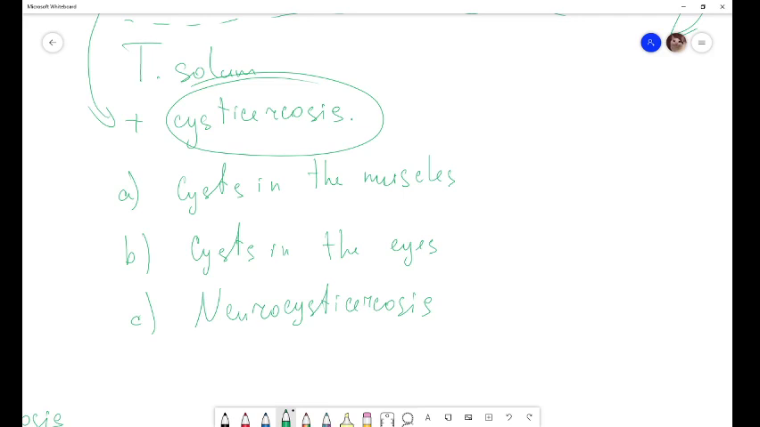When cysts are in the eyes, although rare, they may float in the eyes and cause blurry or disturbed vision. Infection in the eyes may cause swelling or detachment of the retina.